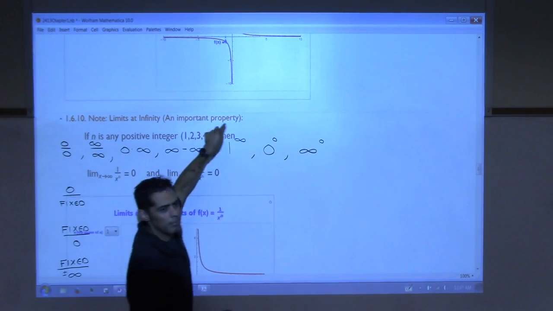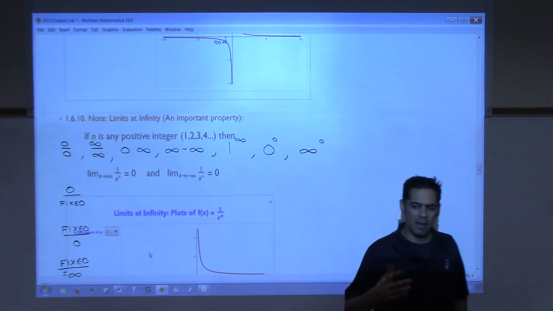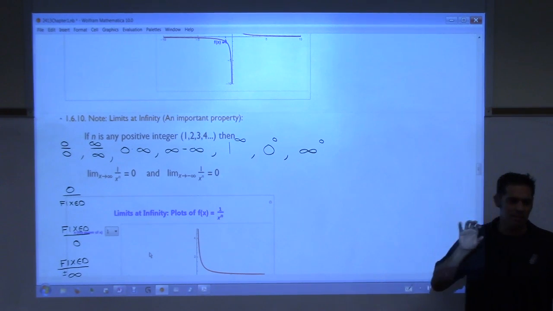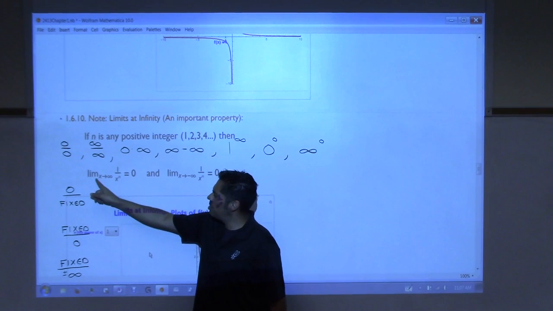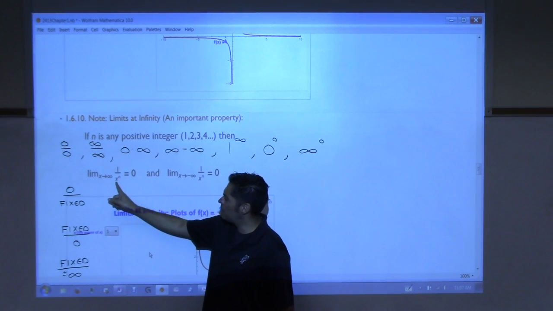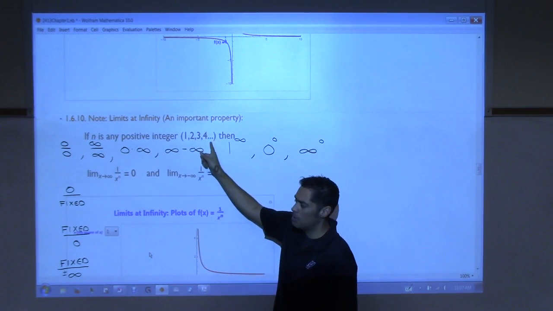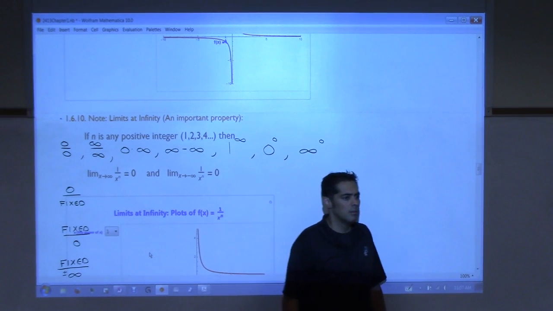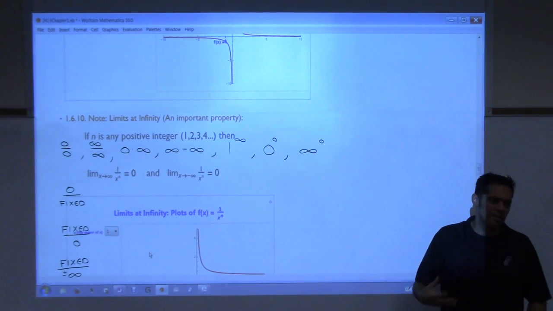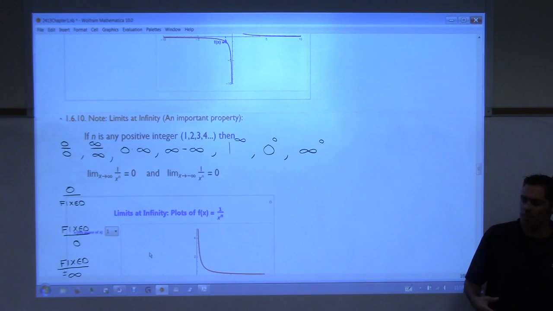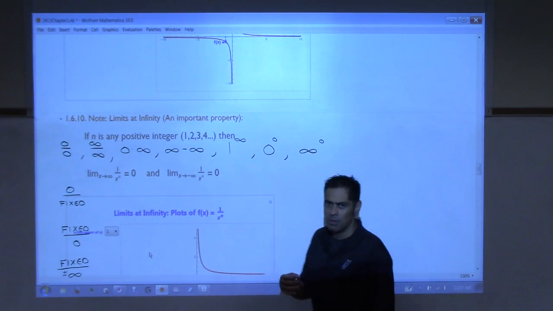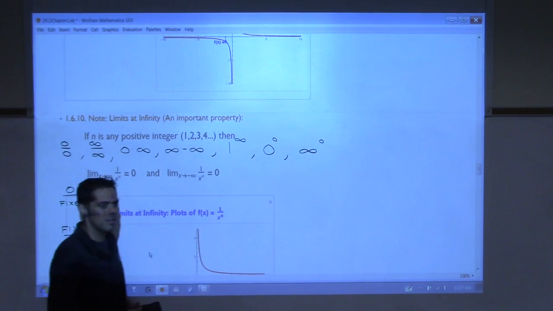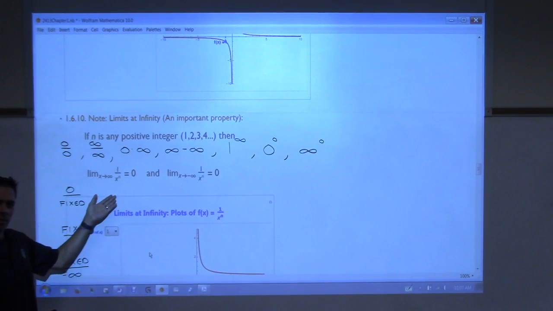An important property, right? Again, this is what happened with the last quiz. I said there's important limits you need to know. An important property is that if you have the limit as x goes to infinity of 1 over x to the n, where n is any power, that should be 0. All right? So that's the type of thing that I would expect. In my opinion, that doesn't require you grasping something other than just kind of memorizing something, right?